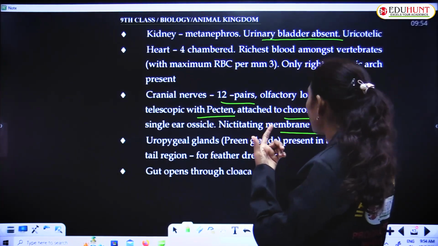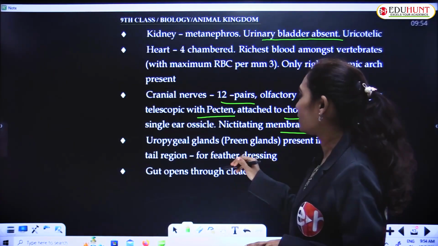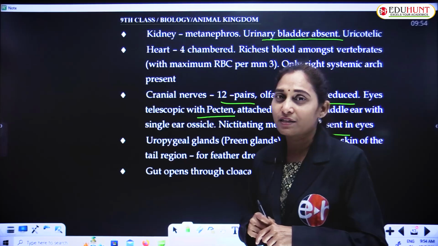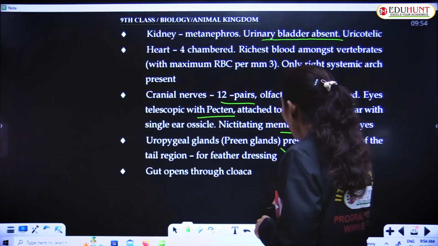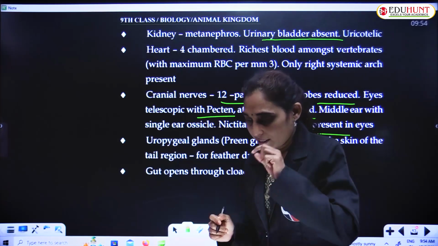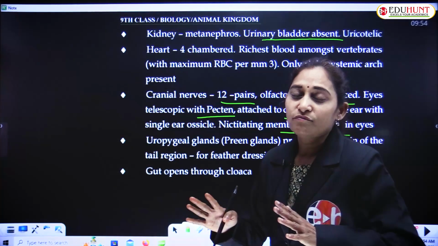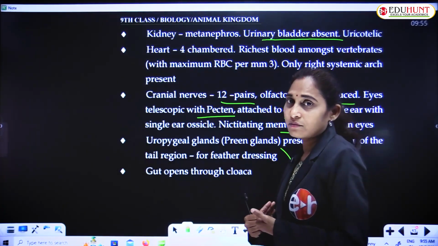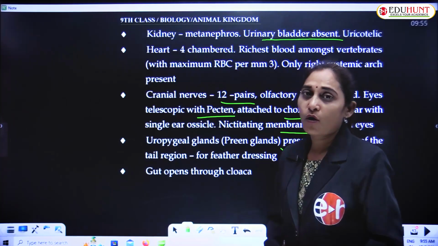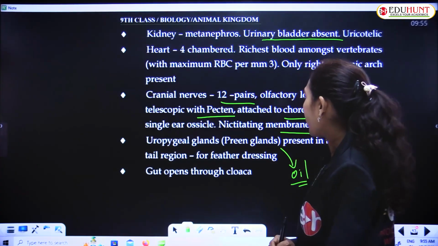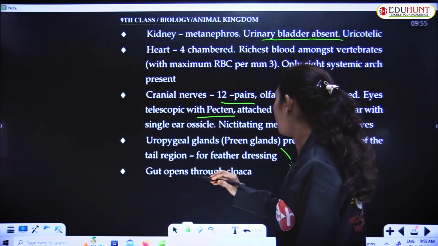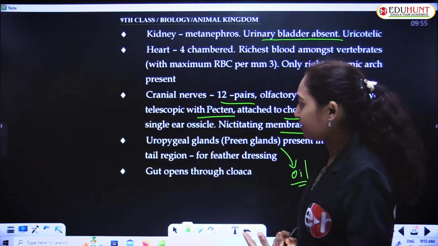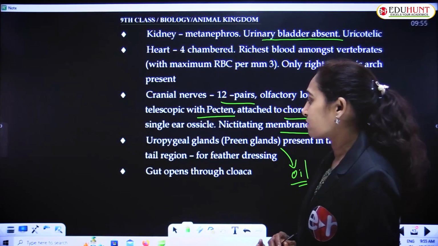Nictitating membrane is present in the eyes, and uropygeal glands, also called preen glands. These are oil glands. They secrete oil, and this oil is helpful in cleaning the feathers. This is present at the posterior end of the body, and it releases oil, and this oil cleans the body. So it is called feather dressing. It is helpful in feather dressing.